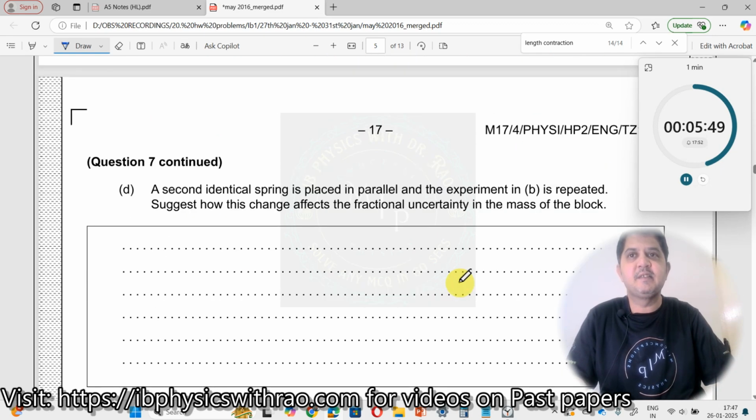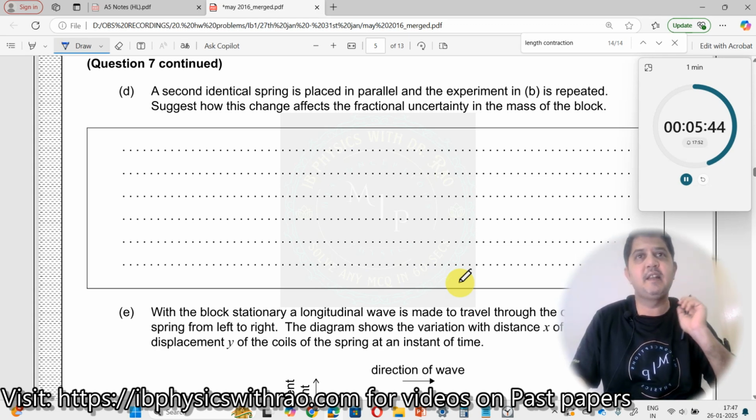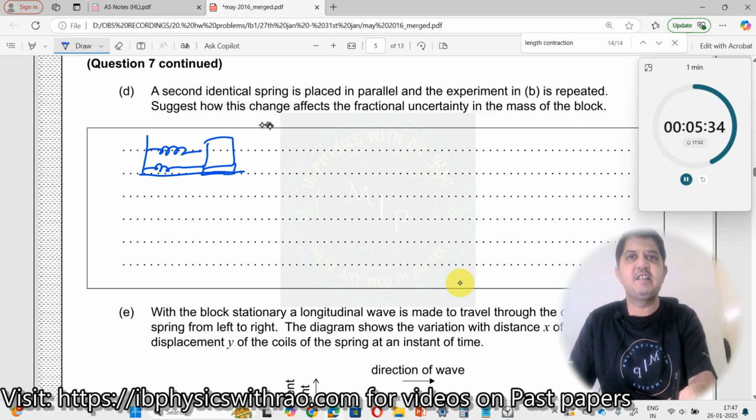Okay, and then next, a second identical spring is placed in parallel and the experiment in B is repeated. You have one spring already connected to the block like this. You put one more spring in parallel to this, like this over here. Then suggest how this change affects the fractional uncertainty in the mass of the block, delta m by m. How does it affect? That's what the question is.